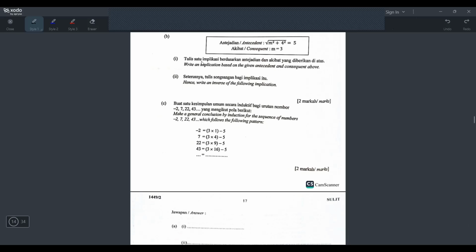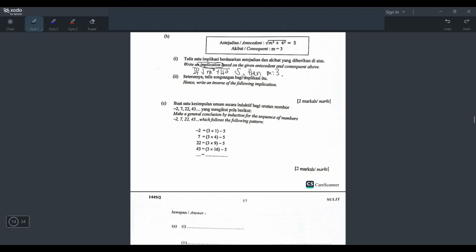This is so easy. So what is the format for implication? If P then Q, and I mentioned in my last video also, P we call it antecedent. So what we do is we write the antecedent. If square root m square plus 4 square equals to 5, comma, then m equals to 3. Then you get mark already. Okay, then you get full mark already.